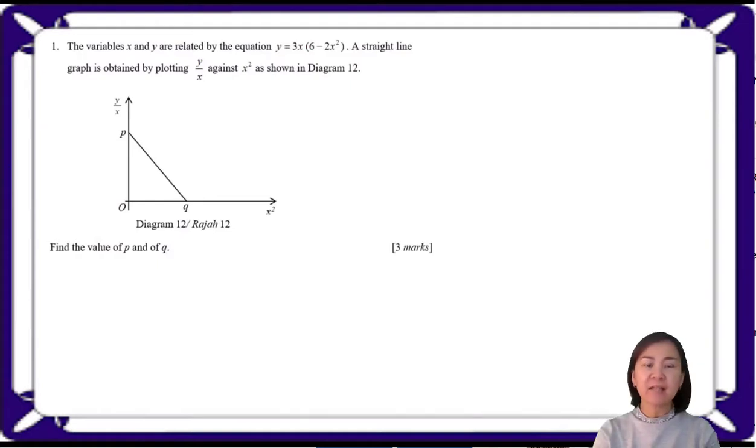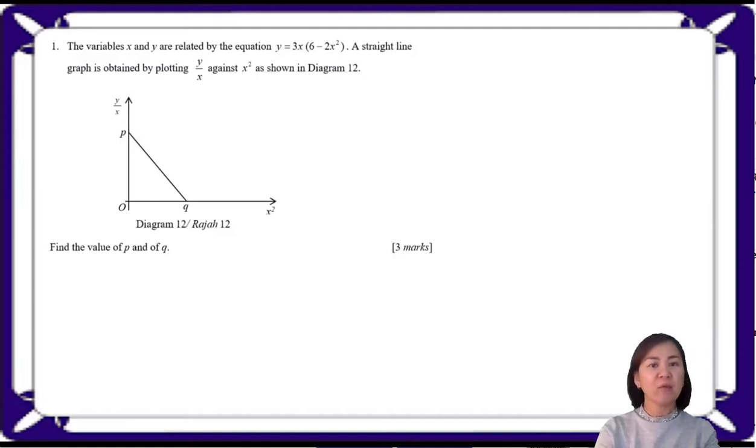The variables x and y are related by the equation y equals 3x times (6 minus 2x squared). A straight line graph is obtained by plotting y over x against x squared, as shown in Diagram 12. Find the value of p and of q.